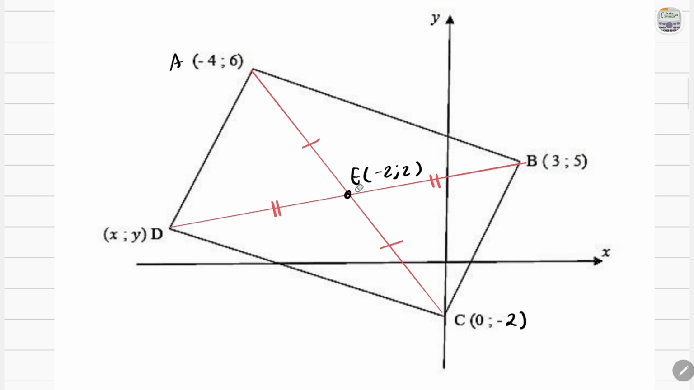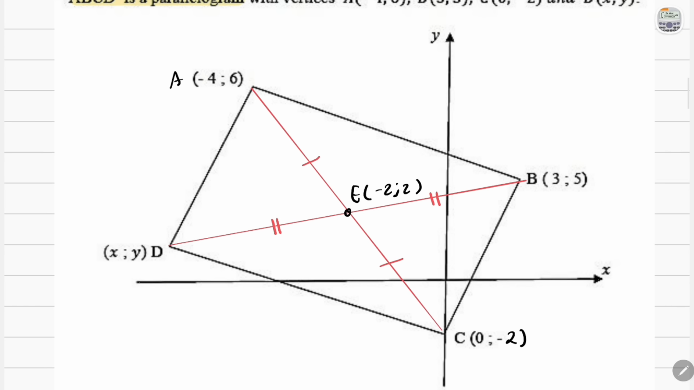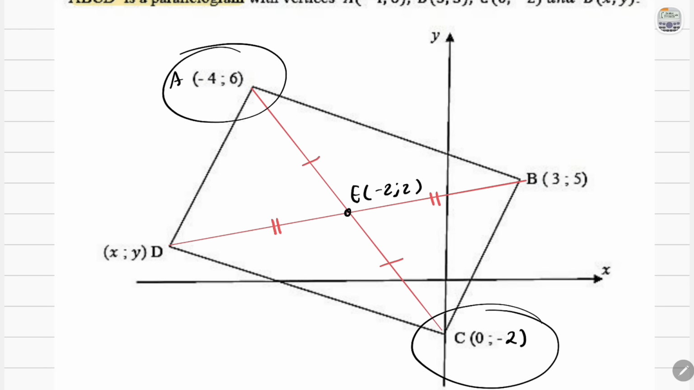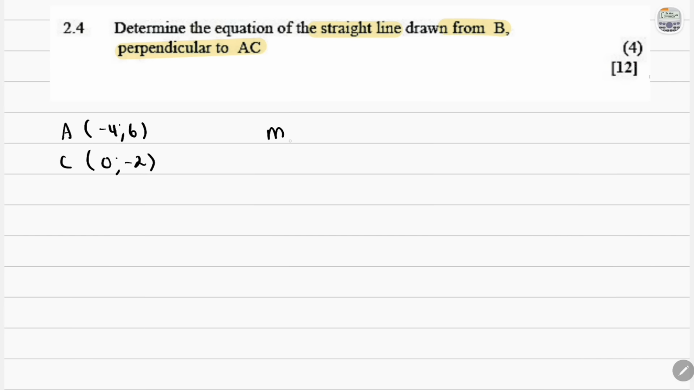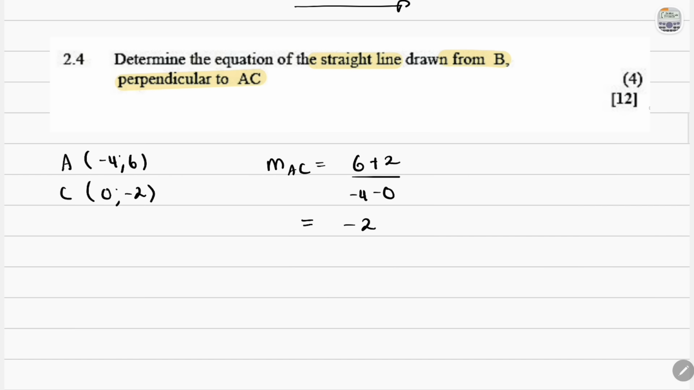Since this line is perpendicular to AC, we need the gradient of AC to find the gradient of that line. So that will be our first step. Let's go ahead and find that gradient of AC. So A is negative 4 and 6, and we'll just take those points down. So the gradient of AC, we'll just find this by saying y2 minus y1. So I'll just go ahead and say 6 minus negative 2, which becomes a plus 2, all over negative 4 minus 0. Okay, so that becomes an 8, that becomes a negative 4. 8 divided by negative 4 is negative 2. Okay, so we know the gradient of AC.